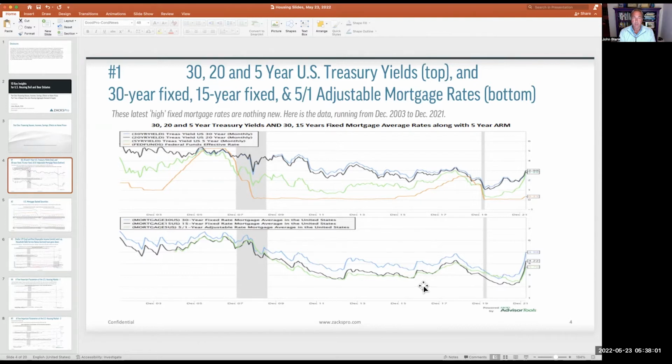As you can see, the latest, quote, high fixed mortgage rates are actually nothing new. This is actually something we saw as recently as 2018, albeit briefly. And we've got a new level here for you, which is somewhere around 5% on the 30-year and a little bit less for the 15 and the 5-year. And that corresponds to about 3% on the 10-year Treasury. So 10-year Treasury at 3%, 30-year fixed rate at 5%, that's the 2% difference you need to understand.